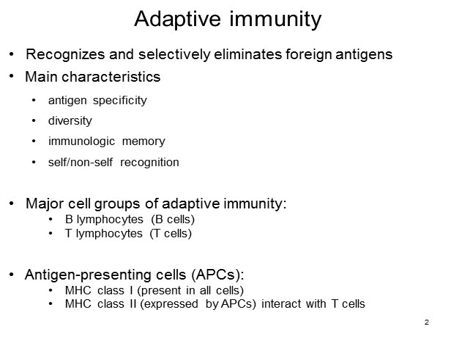There are major cell groups involved in adaptive immunity, being the B lymphocytes or B cells and the T lymphocytes or T cells. As a crossover between innate and adaptive immunity, we have the antigen presenting cells or APCs, for example dendritic cells. These cells express MHC class 1, present on all body cells, and MHC class 2, which is only ever expressed by antigen presenting cells and which allows them to interact with the T cells.